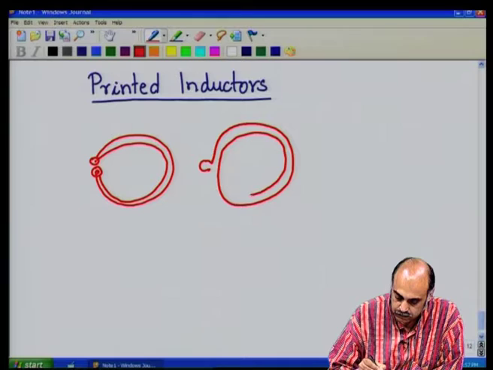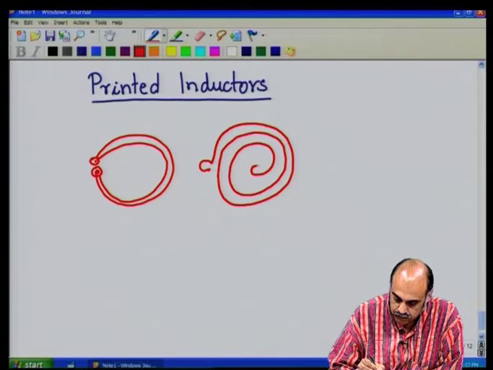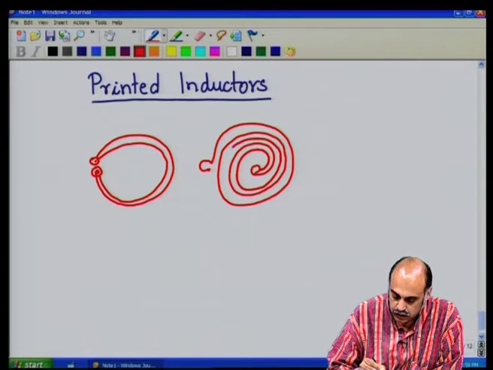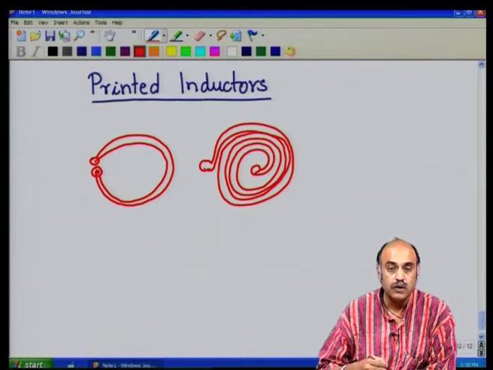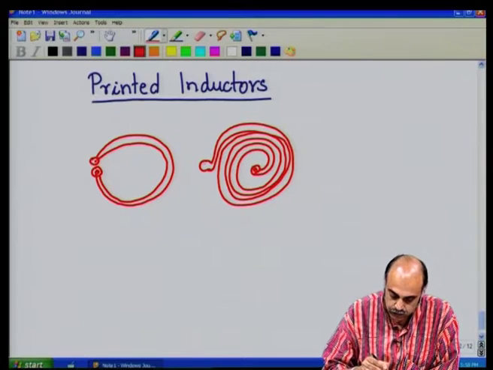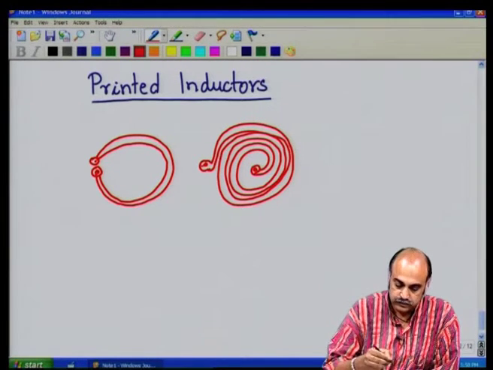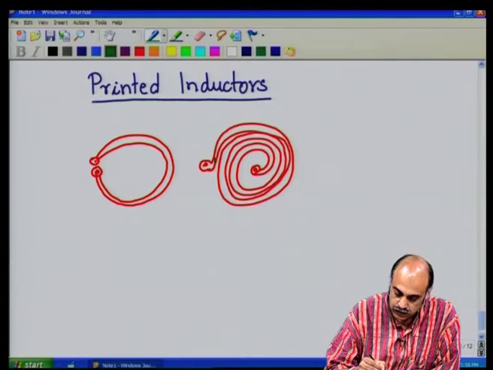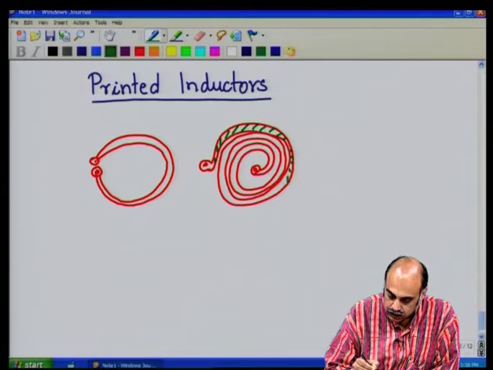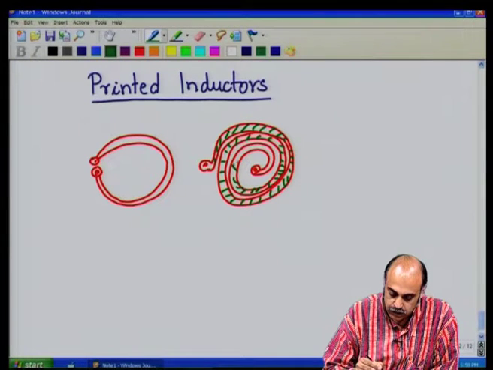Like a spiral. So, this kind of a spiral would give you an inductor. You should understand that the spiral will give you multiple winding inductors, and the dielectric forms the core.